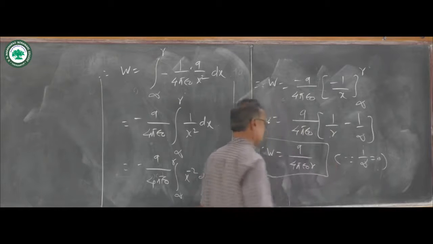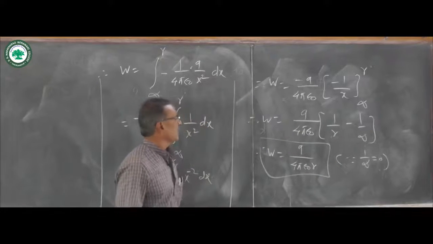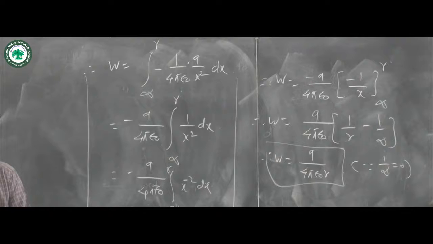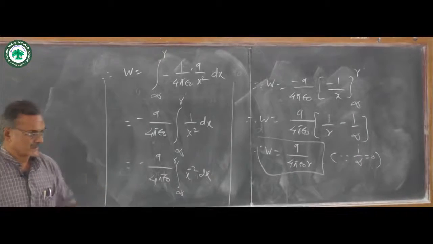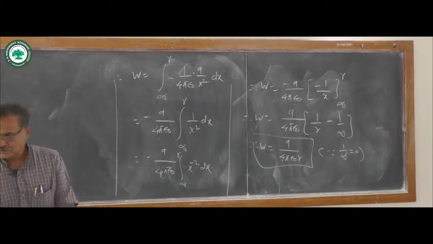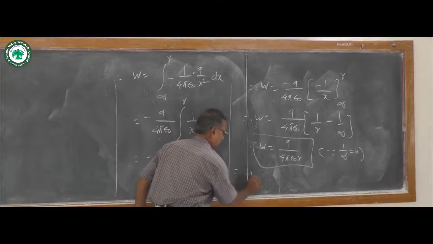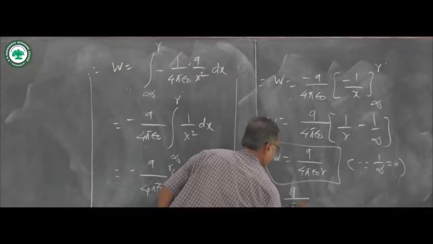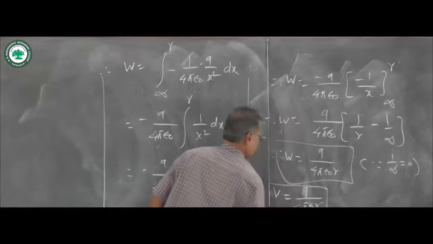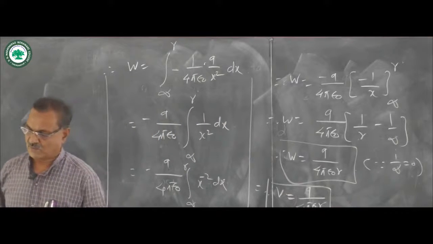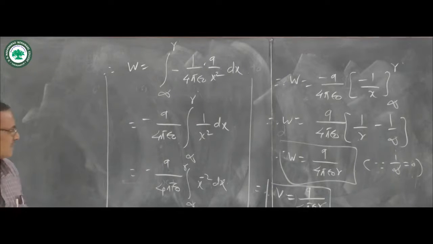Now this is the work done, W equal to q by 4 pi epsilon naught r. By definition, this is the electrostatic potential at point A due to charge q. So we can write the potential V is equal to q by 4 pi epsilon naught into r. Electrostatic potential is q upon 4 pi epsilon naught r. Now this is the required equation of potential.